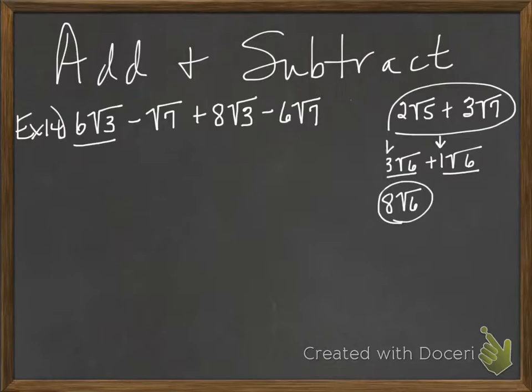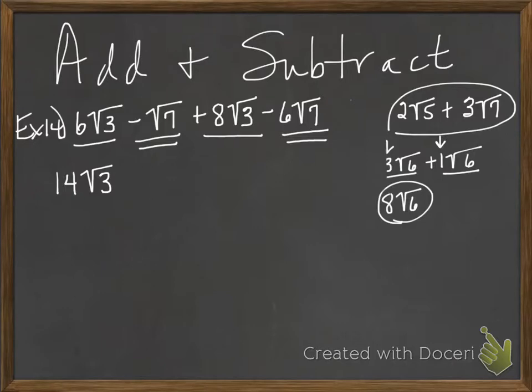So 6 square root of 3 and 8 square root of 3, you'll be able to combine those because those are like terms. And then I'm going to underline negative square root of 7 and negative 6 square root of 7 because those are like terms. You can only combine the two terms that have the square roots of 3s, and you can only combine the two terms that have the square roots of 7s. So let's look at one at a time. The square root of 3, what are the coefficients? 6 and 8. What is 6 plus 8? 14. So you're going to bring down 14 square root of 3.